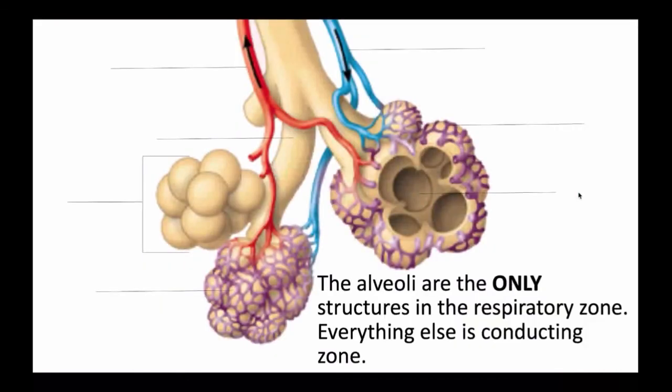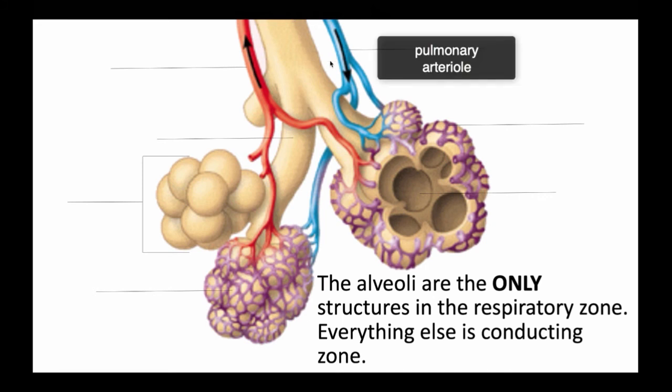Okay, so as I said before, the alveoli are the only structures in the respiratory zone. Everything else is conducting zone. There are two things that should alert us to the fact that the blue vessel is a pulmonary arterial: the blood vessel is coming into the capillary bed surrounding the alveolar sac and the alveoli. And the other is that it's blue, right?